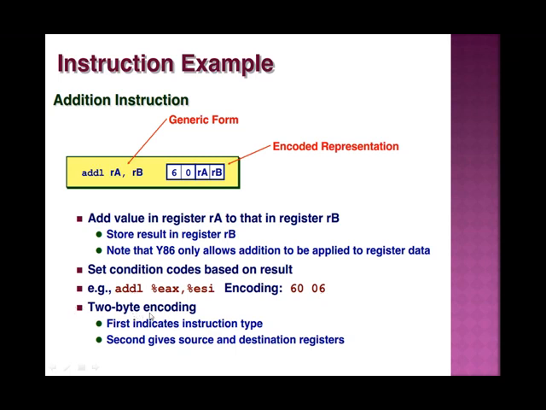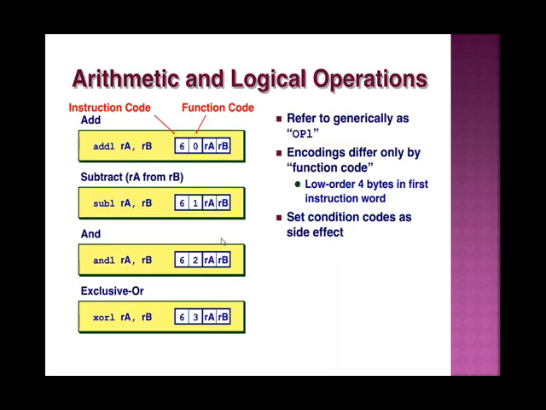Then next point says 2-byte encoding, that is how we are using only 2-byte encoding. The first byte indicates instruction type, the second byte gives the source and destination register. These are the encoded form. So there are 2 bytes that are used. The first byte, that is 6, is used for indicating the instruction type, and the second gives the source and the destination register, that is your RA and RB.